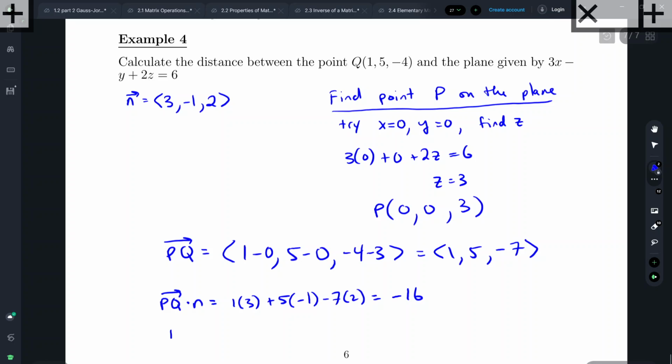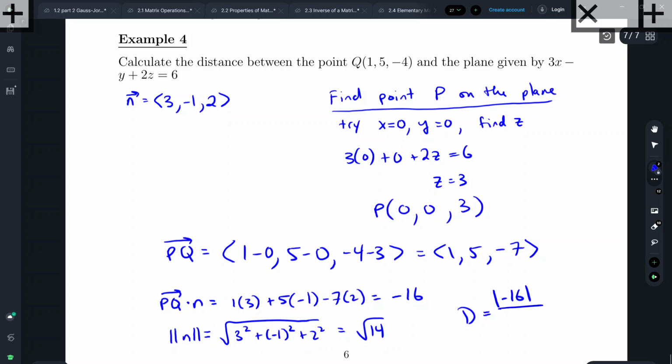And then the magnitude of n is the square root of 3 squared plus (-1) squared plus 2 squared. So that gives me 9 plus 1 is 10, plus 4 is 14, so square root of 14. And so finally, the distance d is the absolute value of -16 over square root of 14, which is 16 over square root of 14.